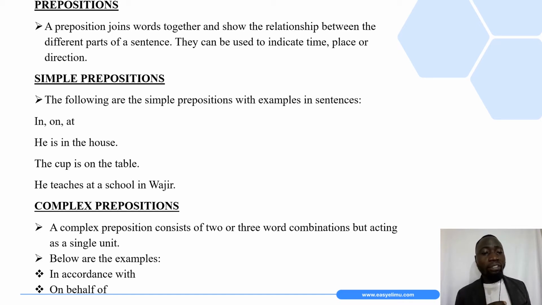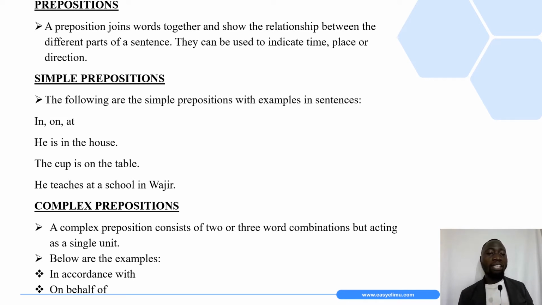So the examples in sentences, we have: he is in the house. So in is the preposition, and in the sentence it is talking about place. Then we also have another example: the cup is on the table. So the preposition that we have there is on, and it is a preposition of place. It is indicating the place where the cup is. So the last example that we have: he teaches at a school in Wajir. So the preposition that we have there is at. That is also showing place.